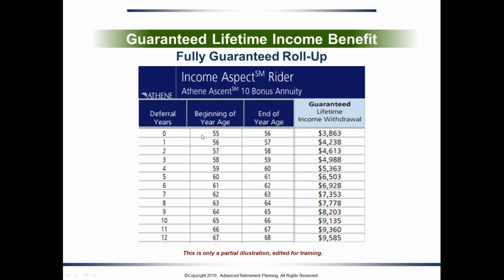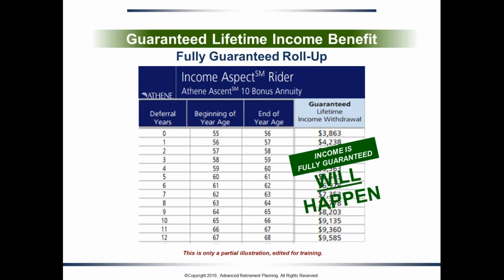We're issuing clearly at age 55, okay, so if they start the income at age 58, 59 here, then they're guaranteed that that income would be $4,000. If they wait till age 67, then it would be $9,585. It'll be no more than that. It'll be no less than that. It will be exactly that. That amount of income relative to the premium and their age is fully guaranteed. That income is fully guaranteed. This will happen. End of story.